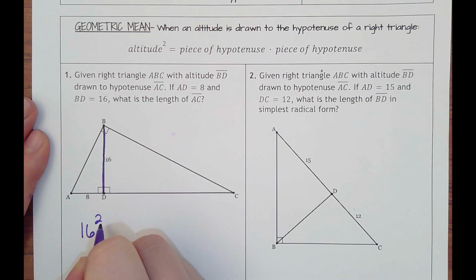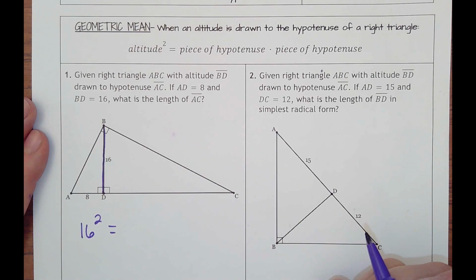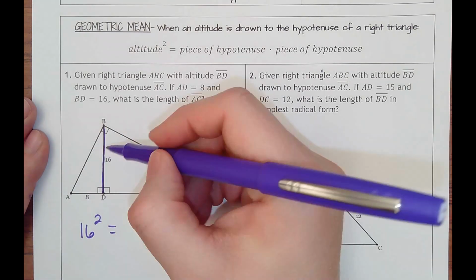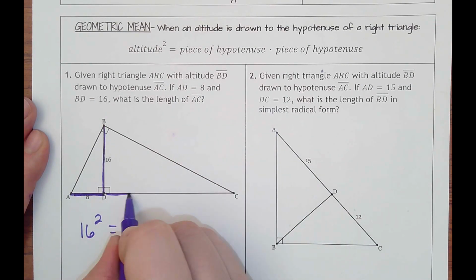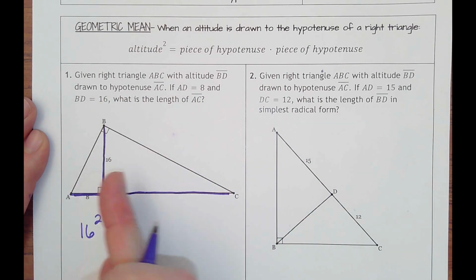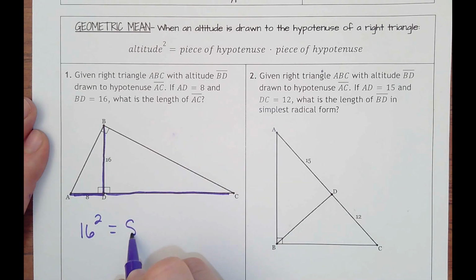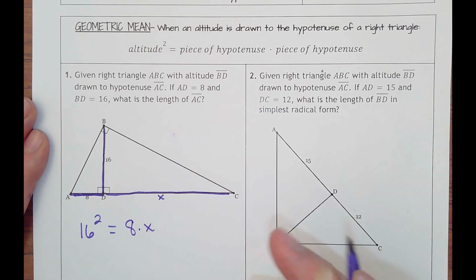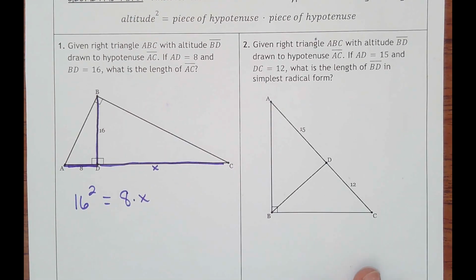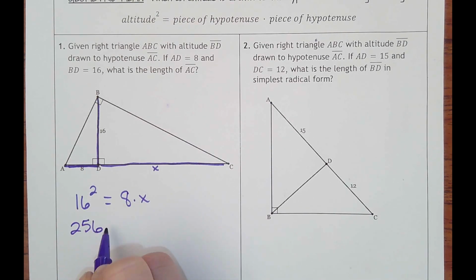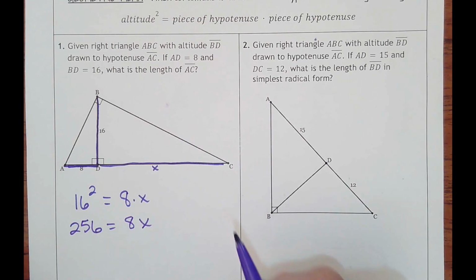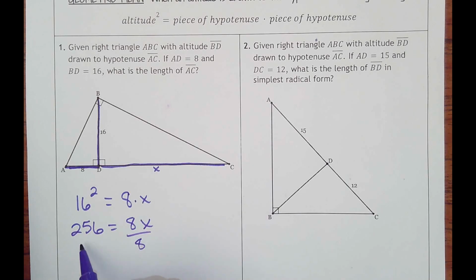I would have 16 squared equaling my piece, saying, okay, I'm taking down my altitude. This piece is 8, and this is a piece. So it split this hypotenuse into these two pieces. I would have 8 times, I would have to call this x. Then all I'm doing from there is solving. I would have 16 squared is 256 equaling 8 times x, and then I would divide by 8.